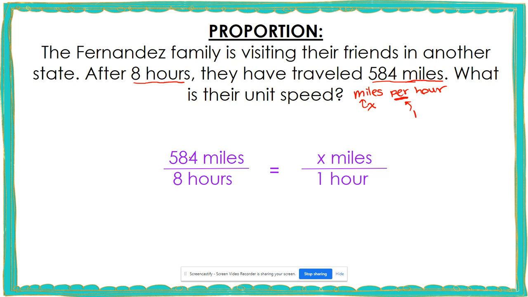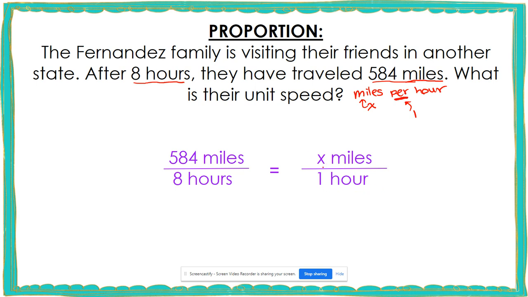I do this because 584 miles were traveled in 8 hours, so those should be in one ratio. On this ratio, I don't know how many miles, and because I have miles in my numerator here, miles must be in my numerator over here. What I do know is that I'm looking for how many miles after 1 hour. And because I had hours in my denominator on this ratio, hours should be in my denominator on this one.